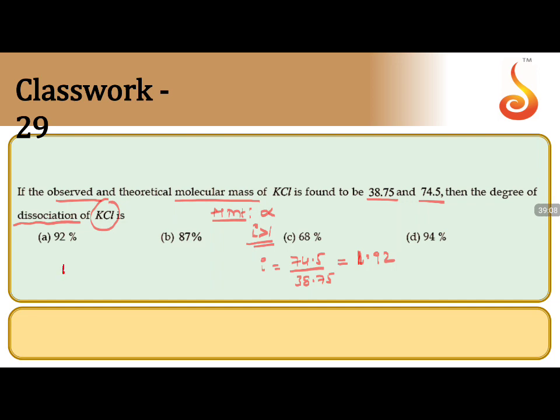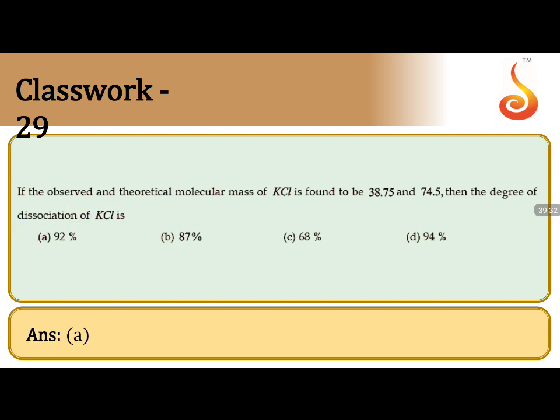And now we know the formula: alpha is equal to (i minus 1) by (n minus 1). i is 1.92 minus 1. KCl will give K plus and Cl minus, so how many particles is it splitting into? 2 minus 1. So the answer will be 0.92, so the percentage will be 92%. That is option A, 92%.